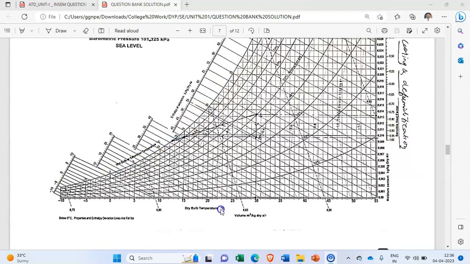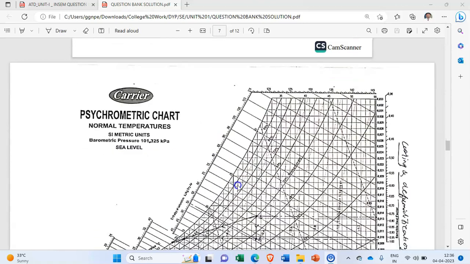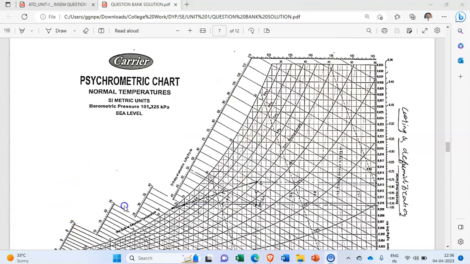I hope you understand this. In the next video I will solve the next question, which is a difficult one. Thank you very much, and try to solve this question on your own by using this chart. Unless and until you use this chart, you will not be able to understand. Thank you.